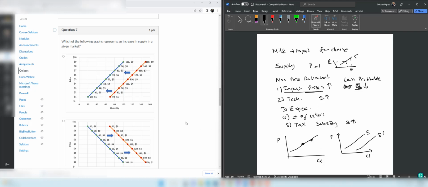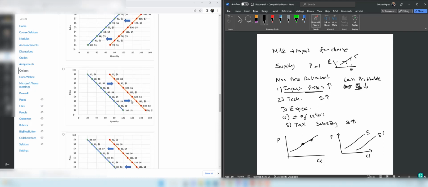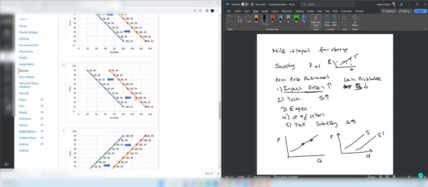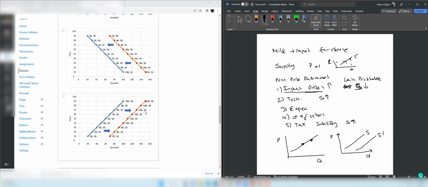So we need to find out first the right shape of the curve. The supply curve is upward sloping. This first figure is a decrease in supply. The second is an increase in demand. The third one is a decrease in demand. And finally, the fourth one is an increase in supply.